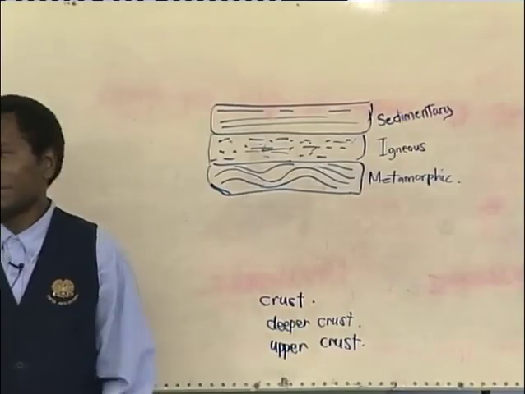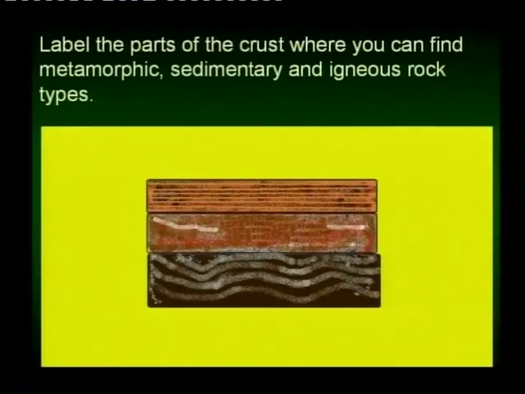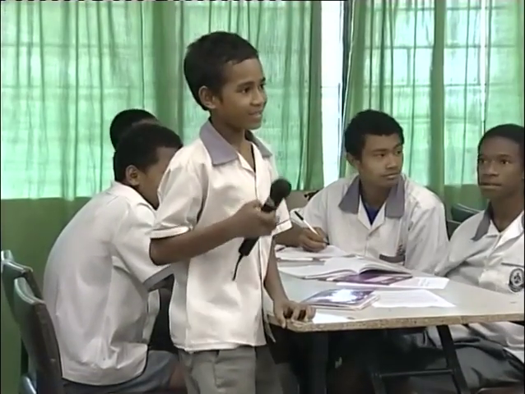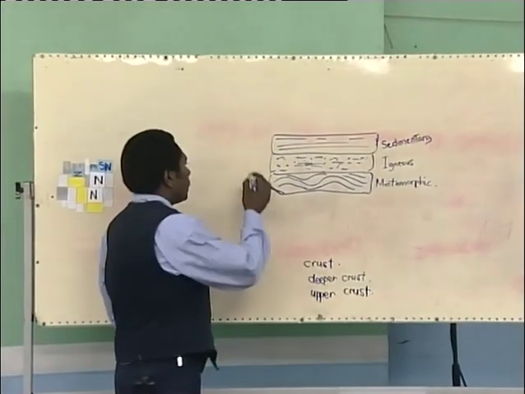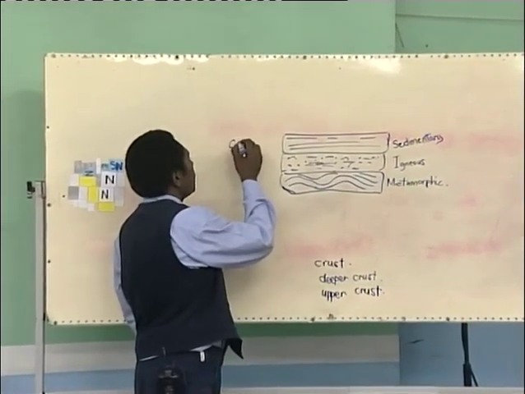Mado, where do you think the layer indicating the crust is? Which layer is it? The one at the top, the one in the middle, or the one at the bottom? Top. The one at the top. Right, Mado thinks this one is the crust.